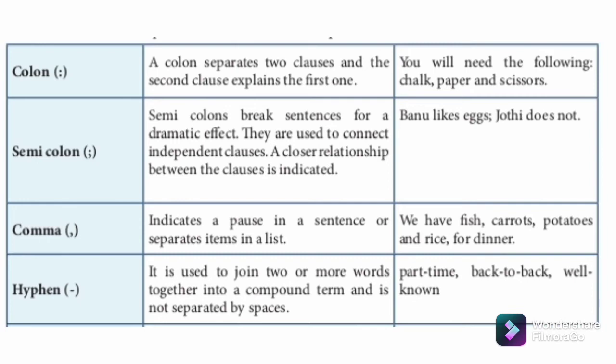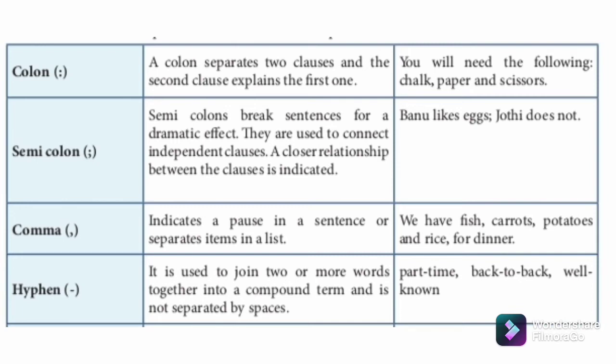The third one is comma. It indicates a pause in a sentence or separates items in a list. Example, we have fish, carrots, potatoes and rice for dinner. Here, it separates every item with a comma.